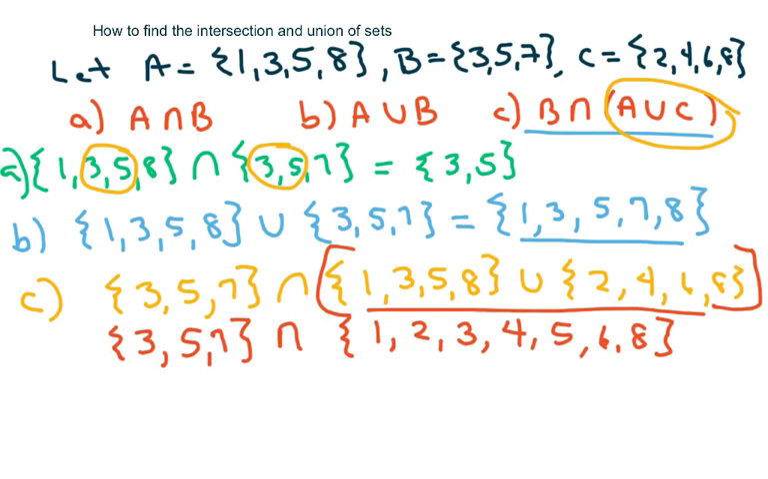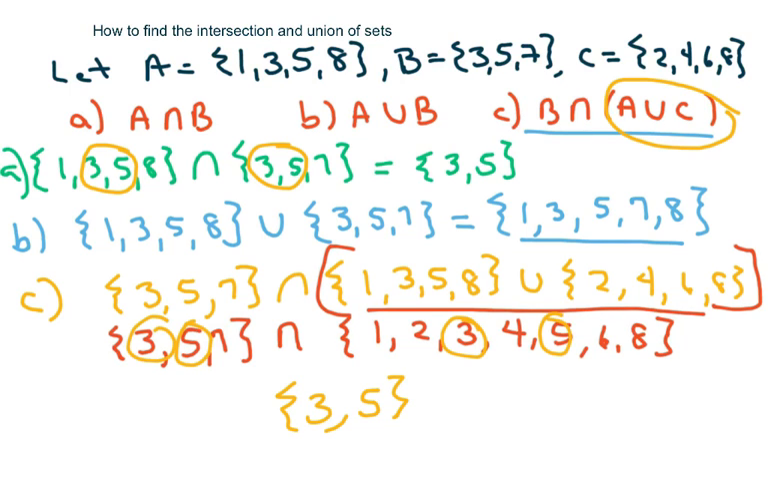Now, the intersection is what's common to both. And what's common? We have 3 that's common, and we have 5. So that would be the final answer to that.